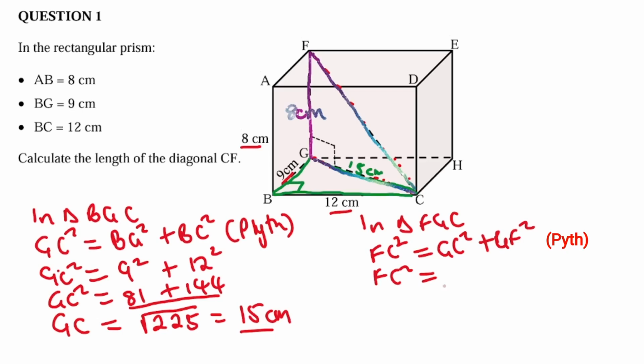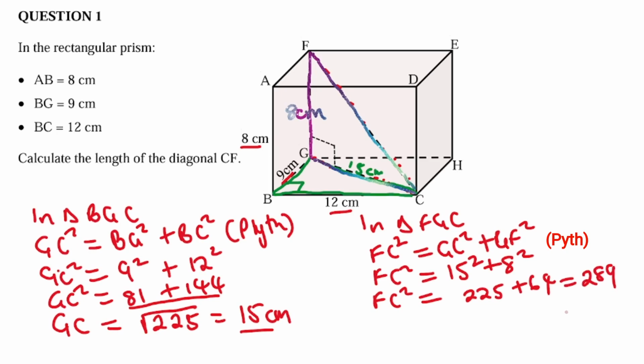We have FC squared is equal to GC squared. We just found that GC is 15, so this is 15 squared, and GF is 8, so we're going to have 8 squared. FC squared is equal to 225 plus 64. 225 plus 64 is 289. So to find FC, we square root both sides. Then FC is the square root of 289, and the square root of 289 is 17 centimeters. So this is 17 centimeters.